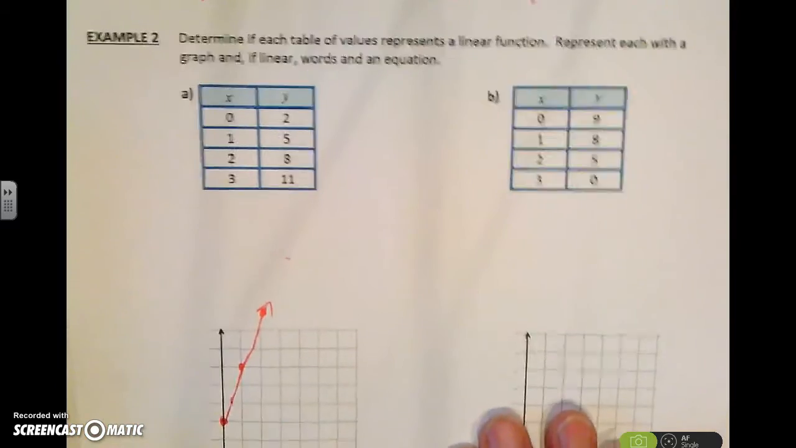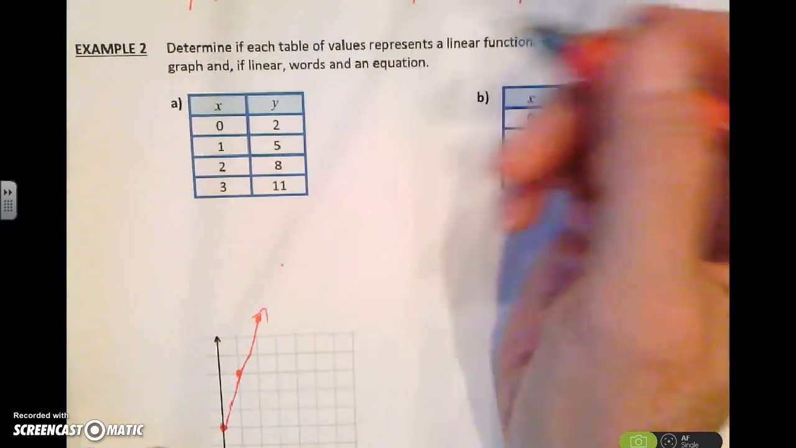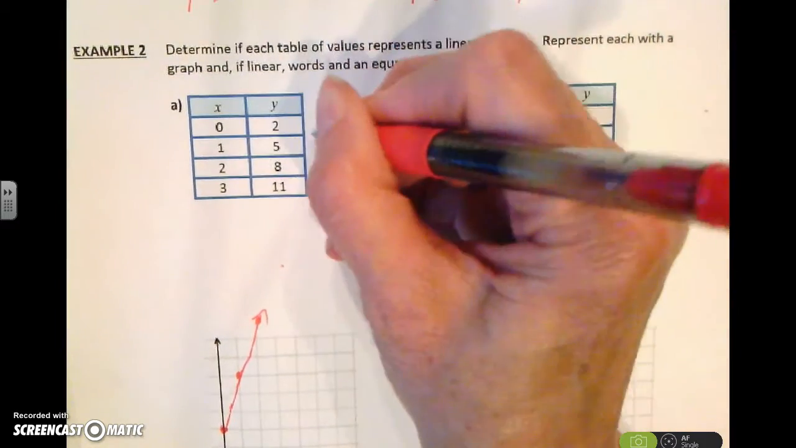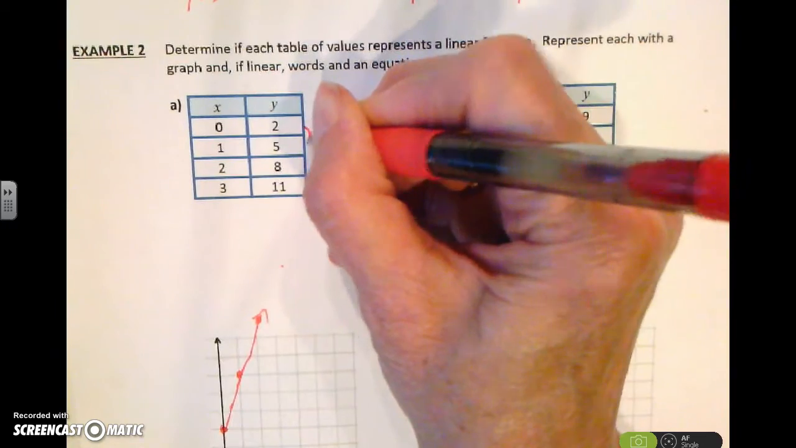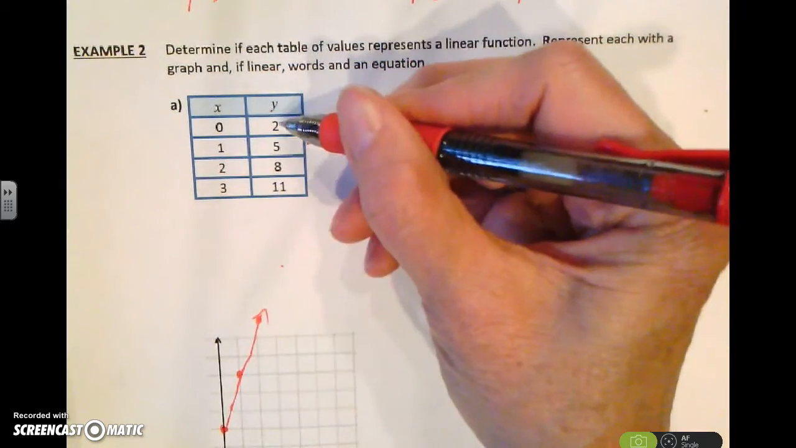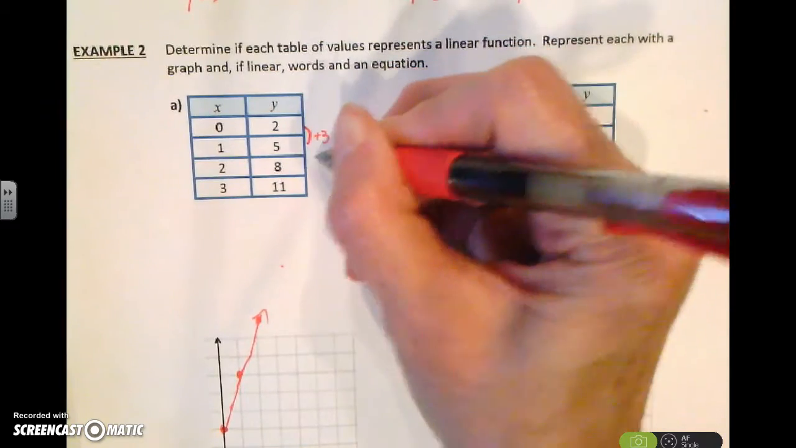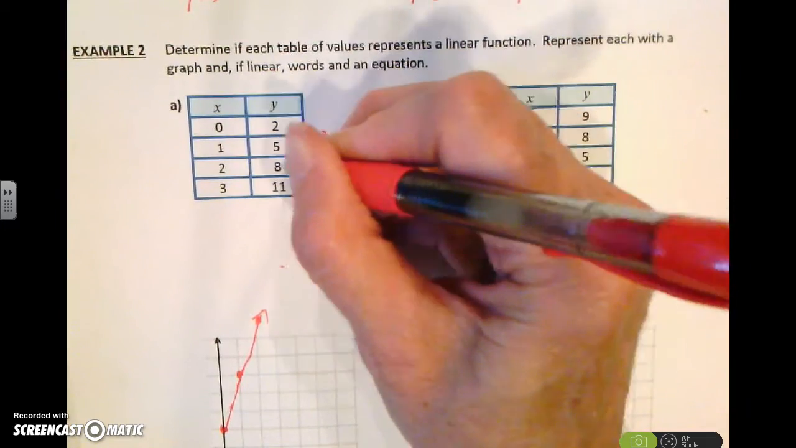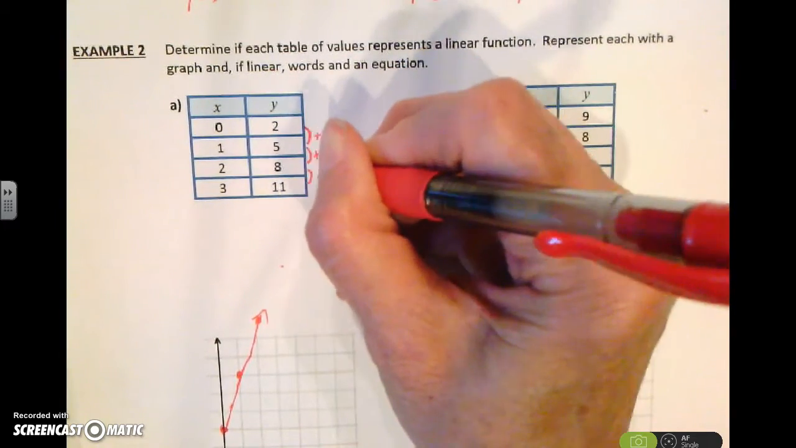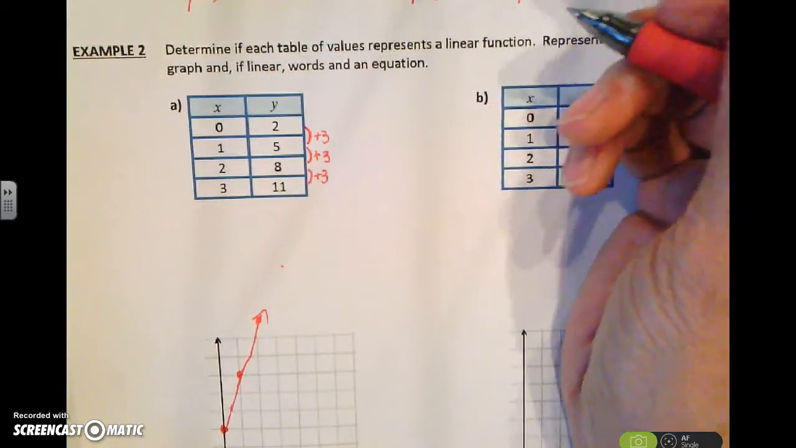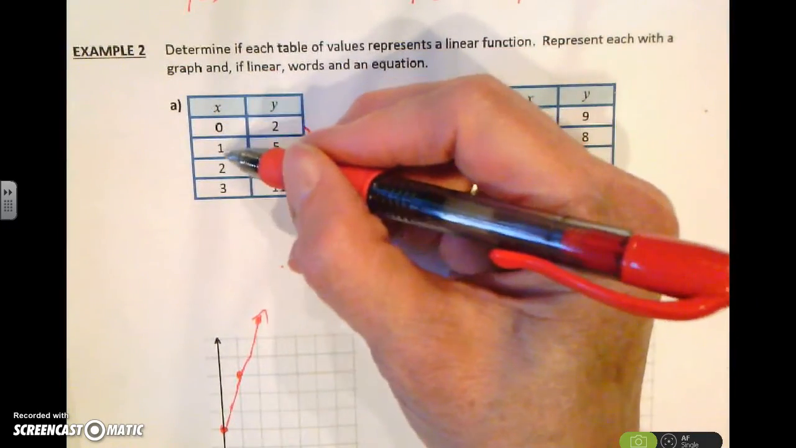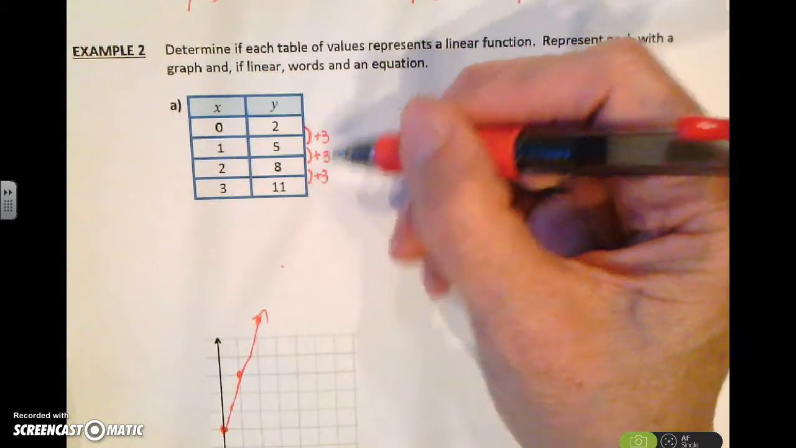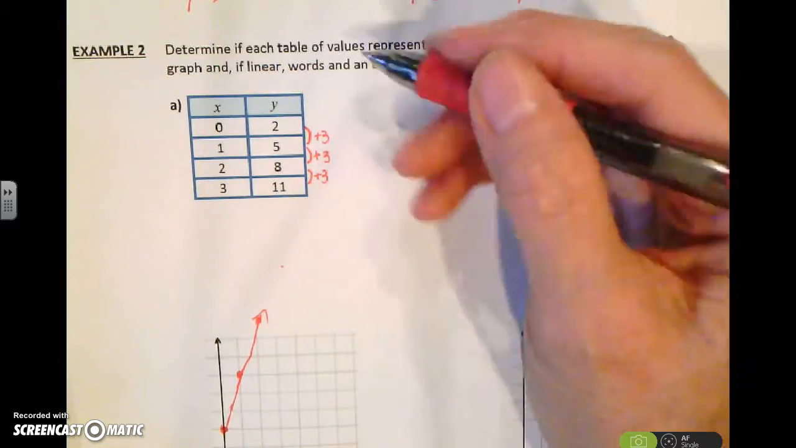So now let's take a look at the table and talk about the fact that there is a constant rate of change. Notice that going from 2 to 5, we add 3. So here to here is plus 3. And then to go from 5 to 8, again, plus 3. And 8 plus 3 is 11. And over here we go 0, 1, 2, 3. So it's stepping up in ones. So there is a constant rate of change. It adds 3 every time.